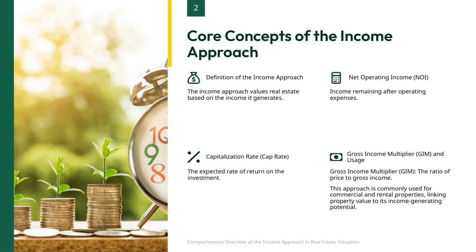Next, we have the capitalization rate, or cap rate. This is the expected rate of return an investor would anticipate from the property. It helps us connect the income with the value, showing how much income corresponds to a certain investment level. Finally, there's a gross income multiplier, or GIM, which is a ratio comparing the property's price to its gross income. This metric is especially useful for commercial and rental properties, where the value ties directly to the income the property produces. Together, these concepts form the foundation of the income approach and help investors make informed decisions.